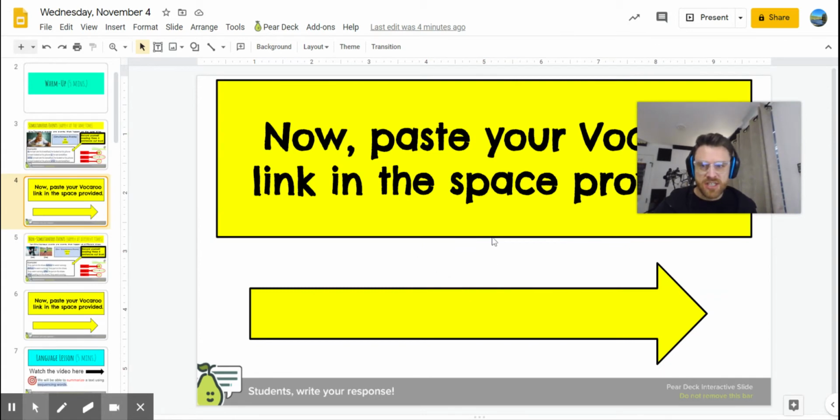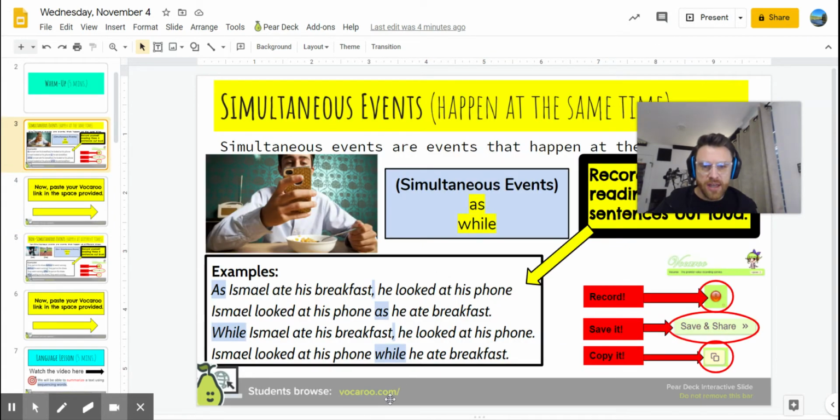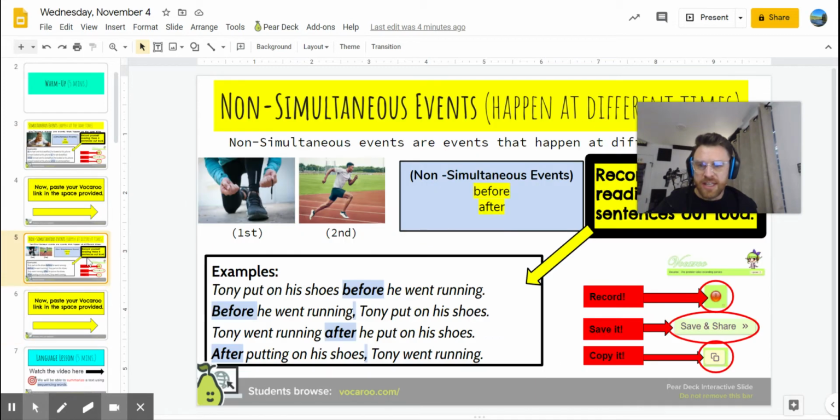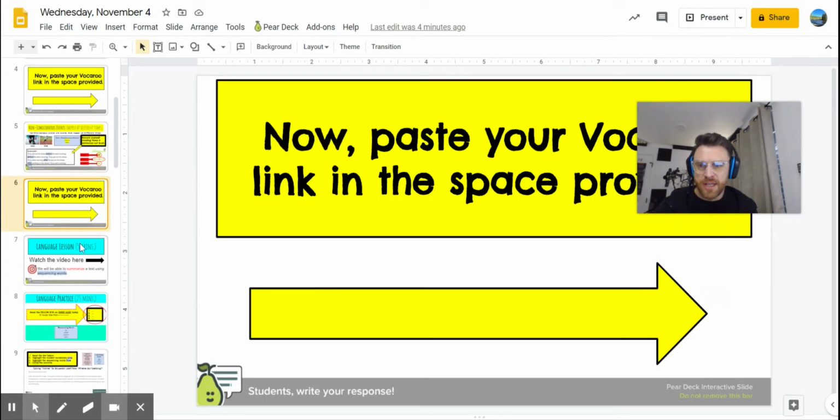This is just a text slide. This is a website slide. As you can see, it's vocaroo.com here. Okay, so then they did that a second time with the other language pieces, paste their link in here.